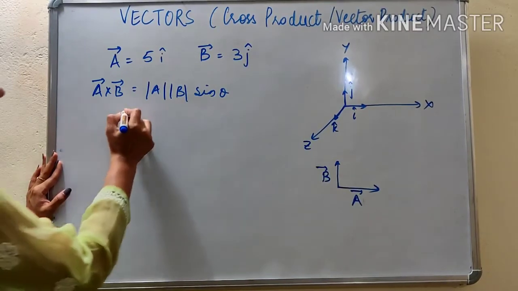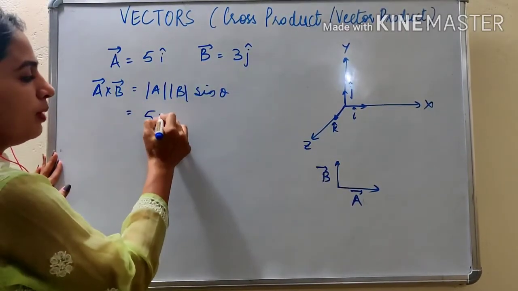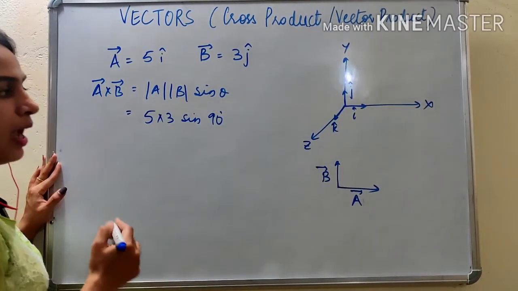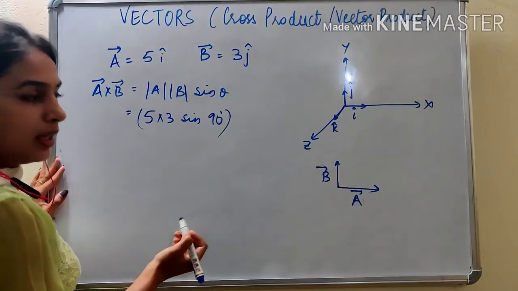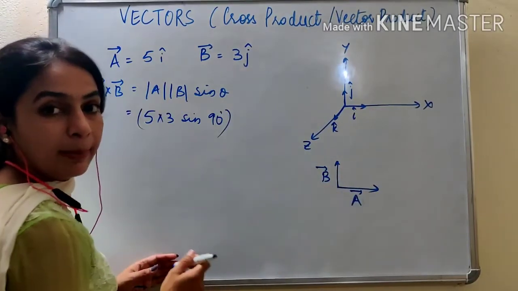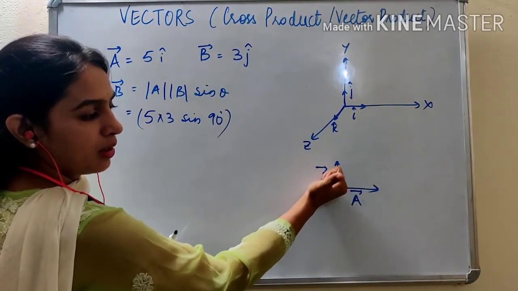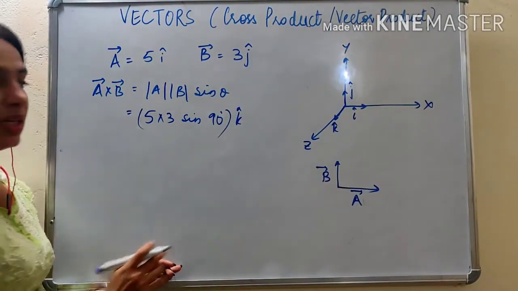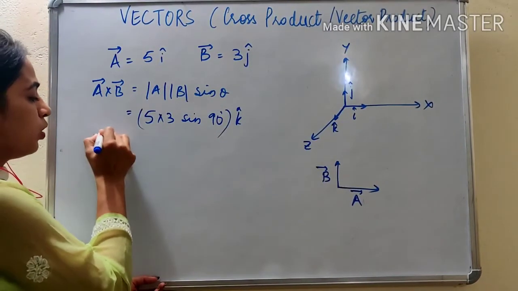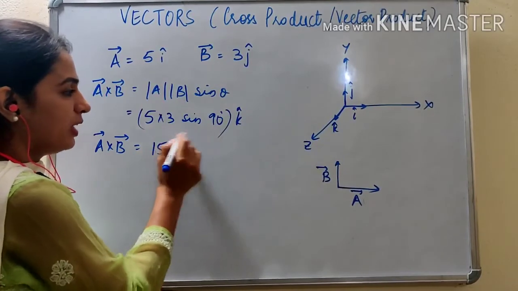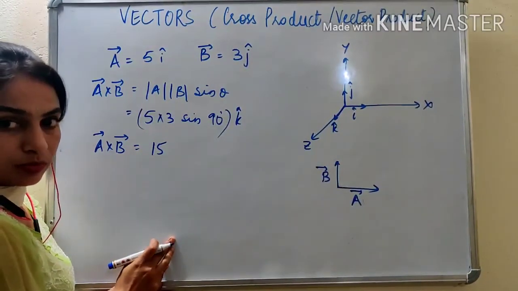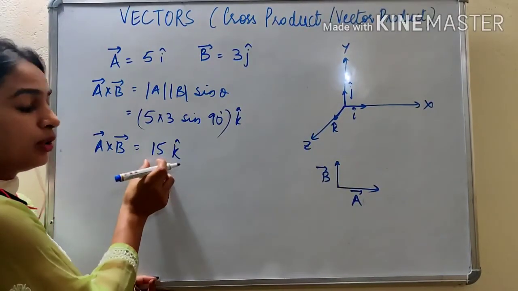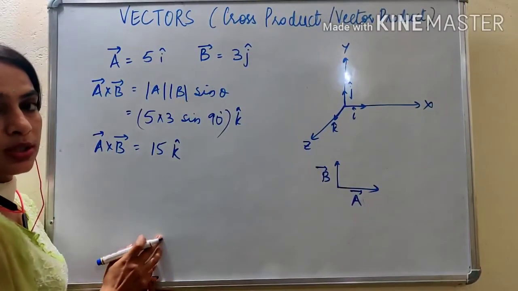So what will be A cross B? That will be magnitude of A, that is 5, magnitude of B, that is 3, sine of the angle between i cap and j cap, which is 90 degrees. This will give you the magnitude. What is the direction? The direction will be perpendicular to the plane in which A and B are lying, so A cross B direction is positive z, and the unit vector in the positive z direction is k cap. So A cross B equals 5 times 3 is 15, sine 90, which is 1, into k cap. So A cross B is 15 k cap. Magnitude of resultant is 15, and the direction is the positive z direction.